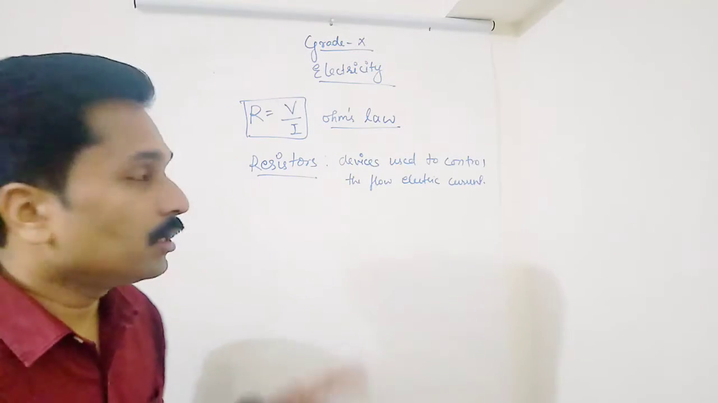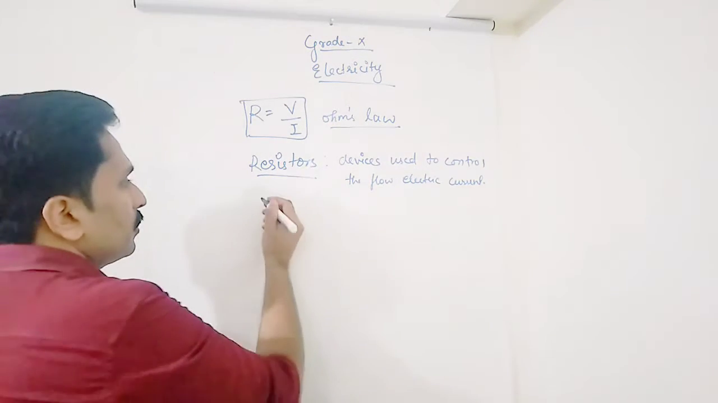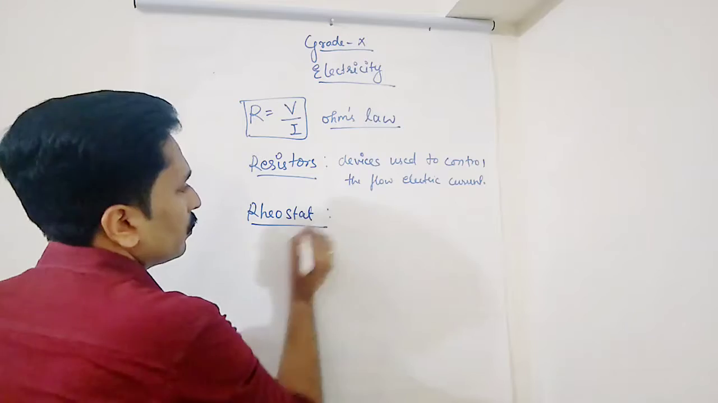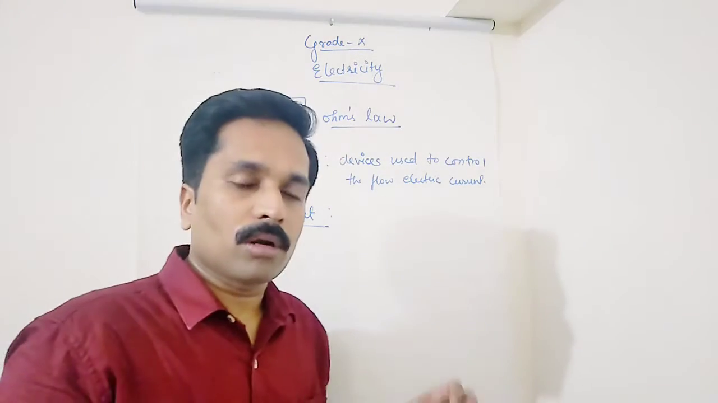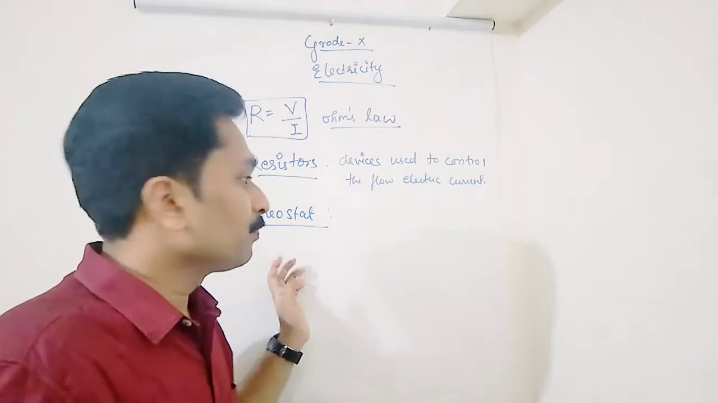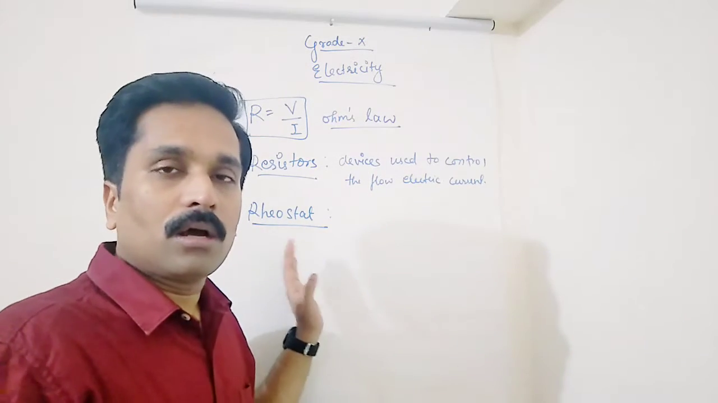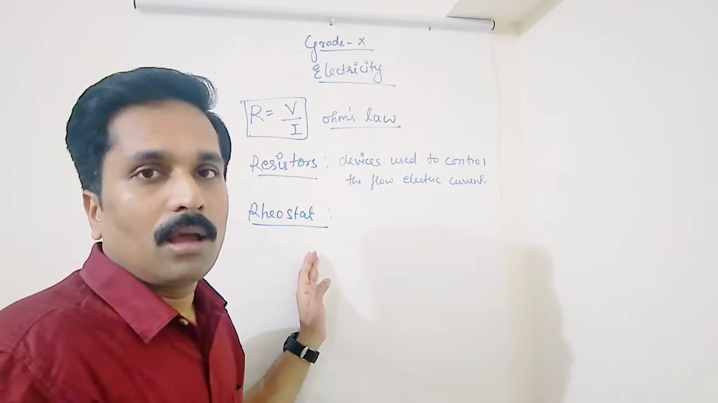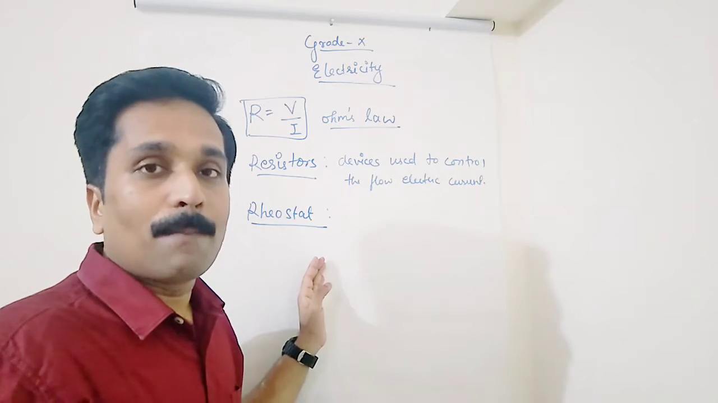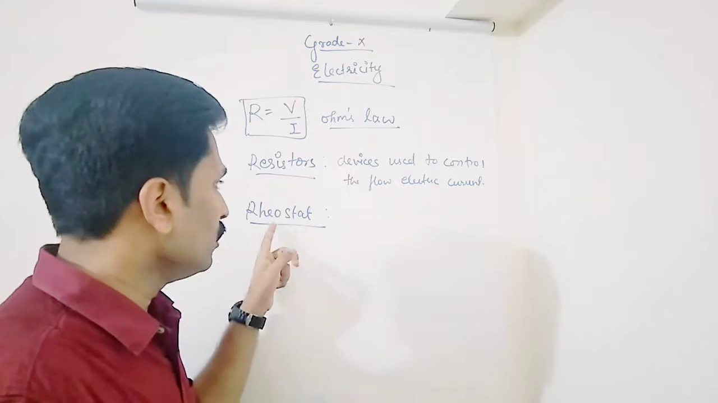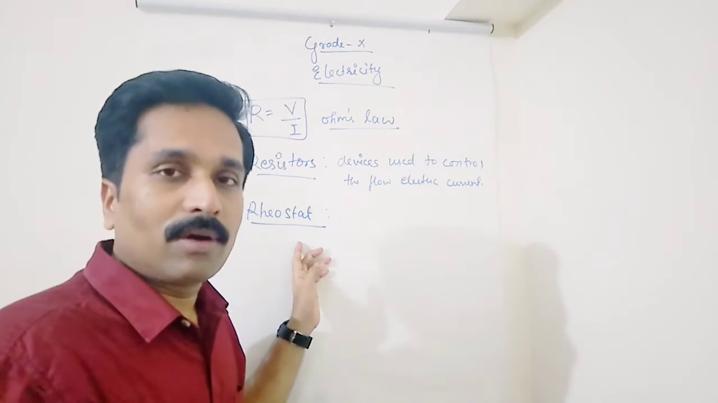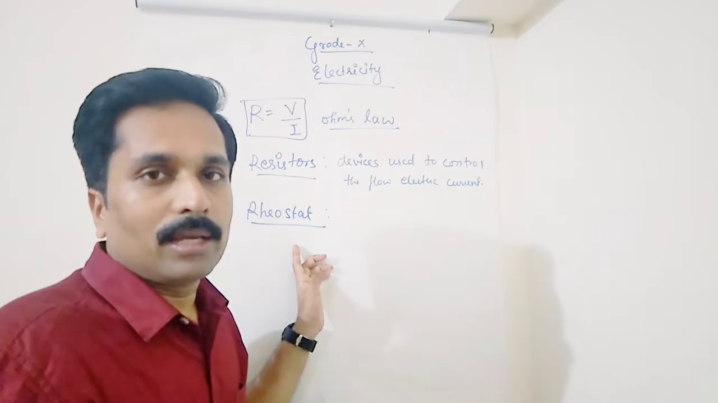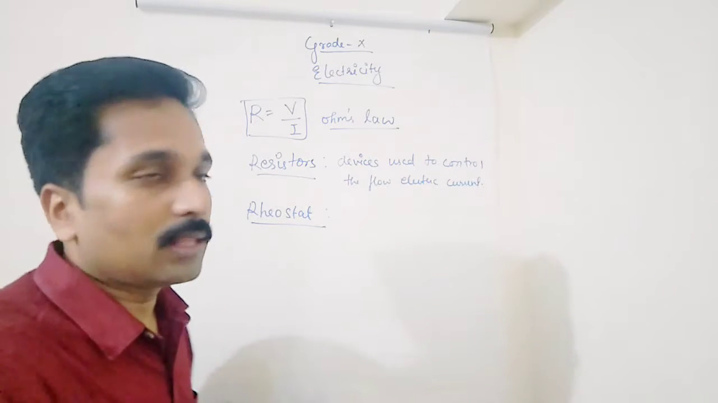And you might have also heard about rheostats. What is a rheostat? The other name for rheostat is variable resistor. A rheostat is a device which is used to control the flow of electric current by increasing or decreasing the resistance manually. Once again, a rheostat is a device which is used for controlling the flow of current manually by increasing or decreasing the resistance.